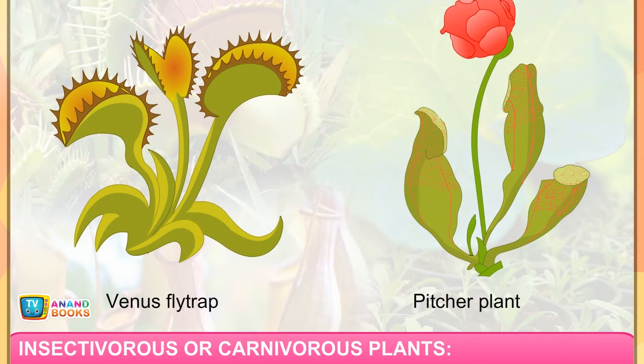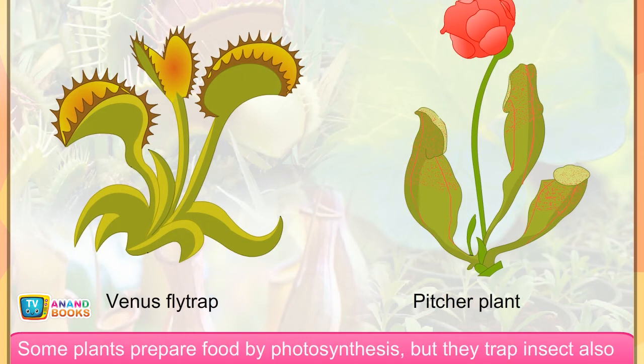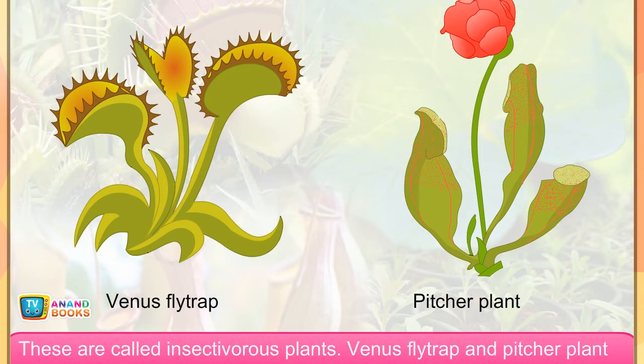Insectivorous or carnivorous plants. Some plants prepare food by photosynthesis, but they trap insects also to obtain nitrogen from the insects after digesting them. These are called insectivorous plants. Venus flytrap and pitcher plant are insectivorous or carnivorous plants.